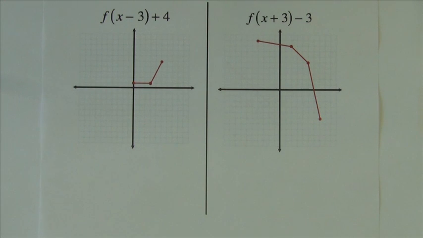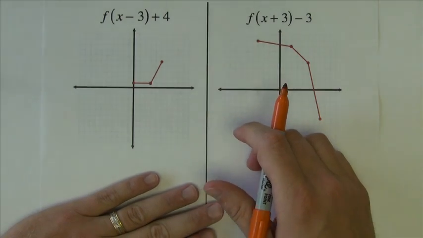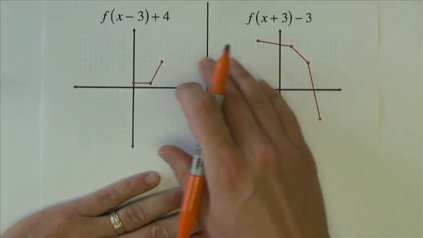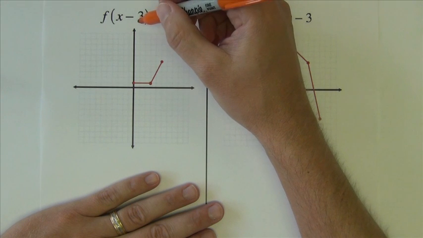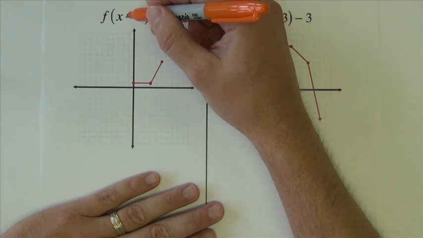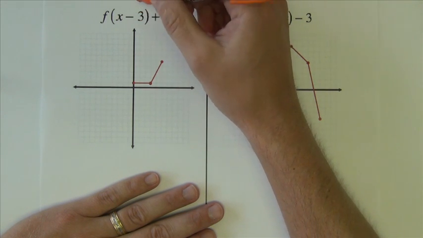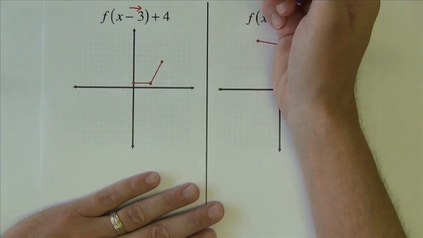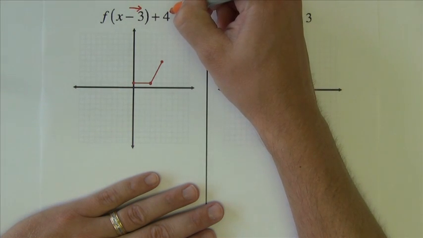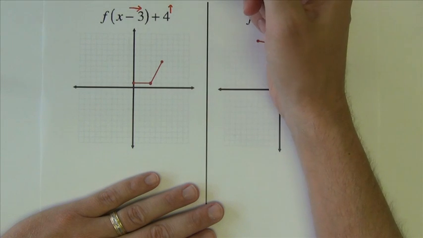Now we can combine the horizontal and vertical translations, and these two examples show that. Here are our f of x functions below, and these are what we want to graph above. We've got f of x minus 3. The minus 3 is on the inside, so we're going to go to the right 3 units. Plus 4 on the outside means we're going to go up 4 units.